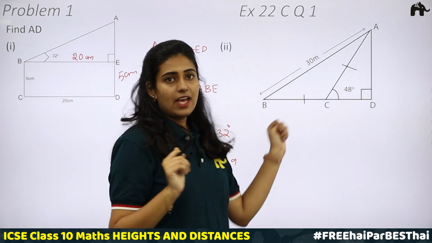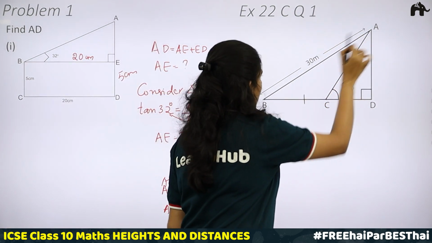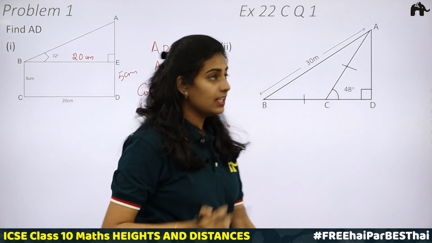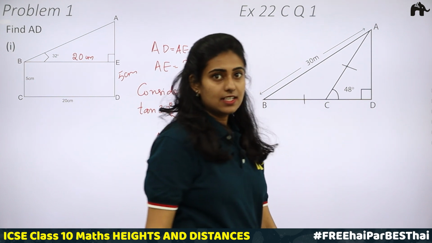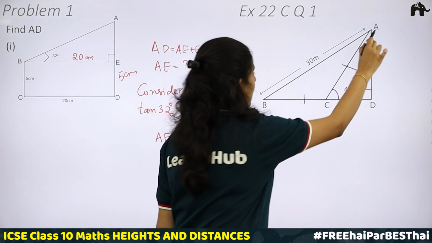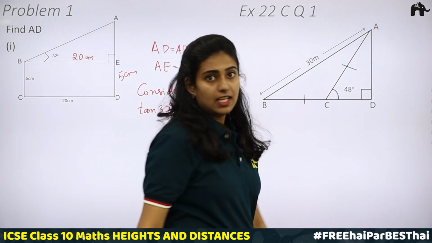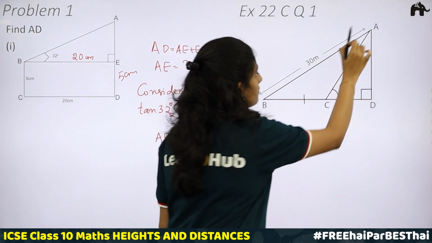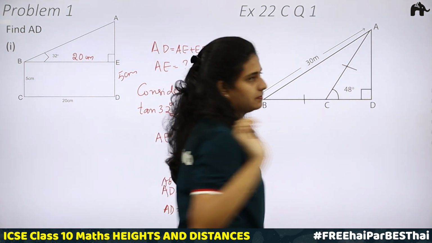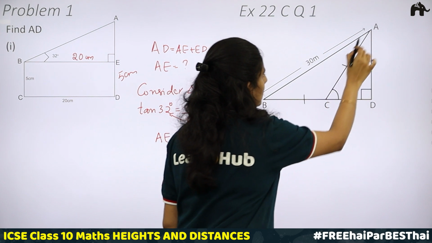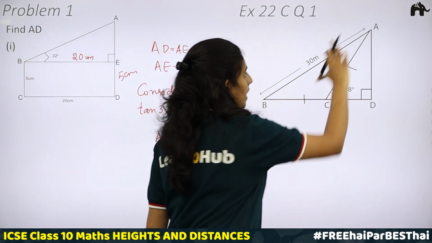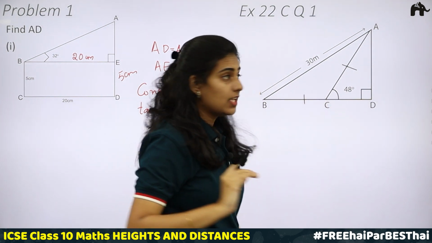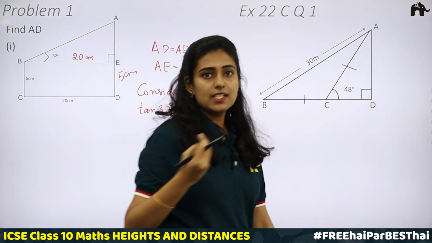Okay. So here we have the second figure. We have a triangle ABD, which is a right triangle. Within triangle ABD, we have ACD, another right triangle. Now given that AB is equal to 30 meter. AB is the hypotenuse of triangle ABD. Given AC is equal to BC. If AC is equal to BC, we know that angles opposite to equal sides are equal.